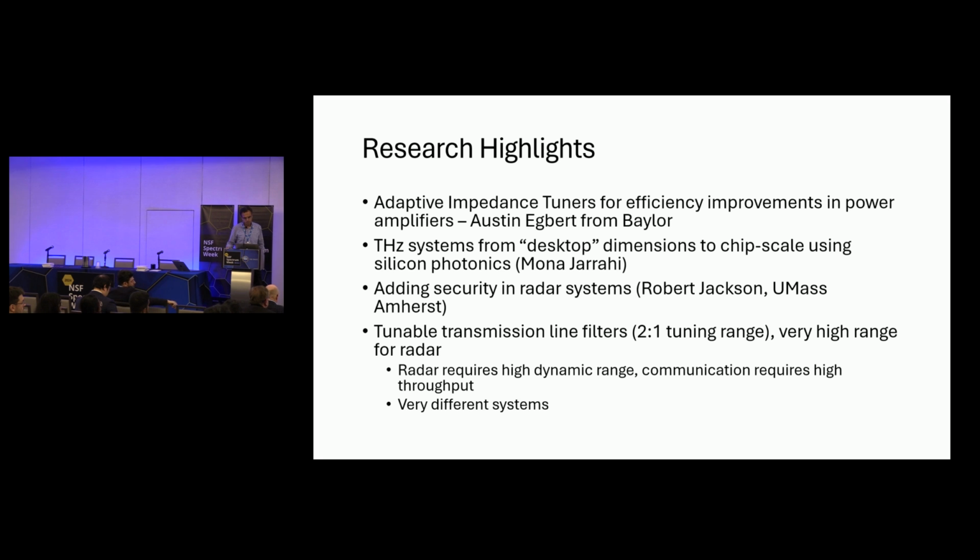We heard about an interesting project from Bob Jackson, UMass Amherst, about how to add security onto radar signals by adding a secondary signal onto the radar that jams the signal unless you know about it and know how to decode it. So very interesting research. We heard about tunable transmission lines with 2-to-1 tuning range, to support very high dynamic range systems, in the 1 to 2 gigahertz band. This is from Ethan Wang, UCLA. I forgot to put his name here.